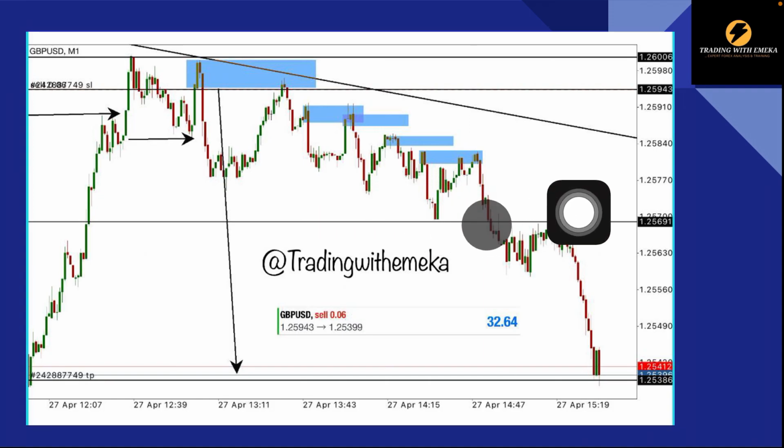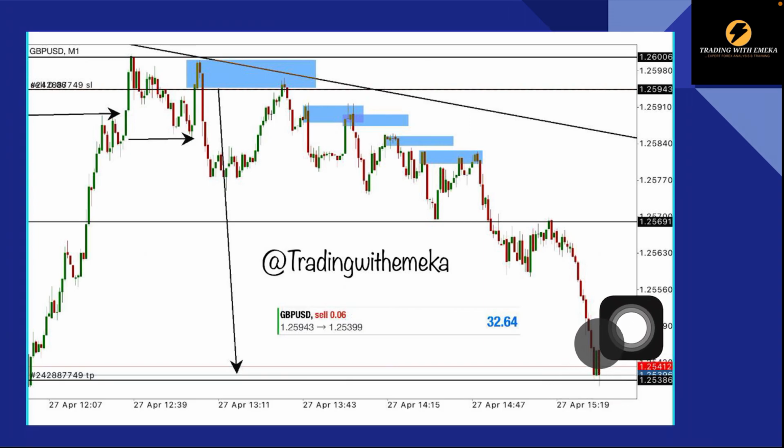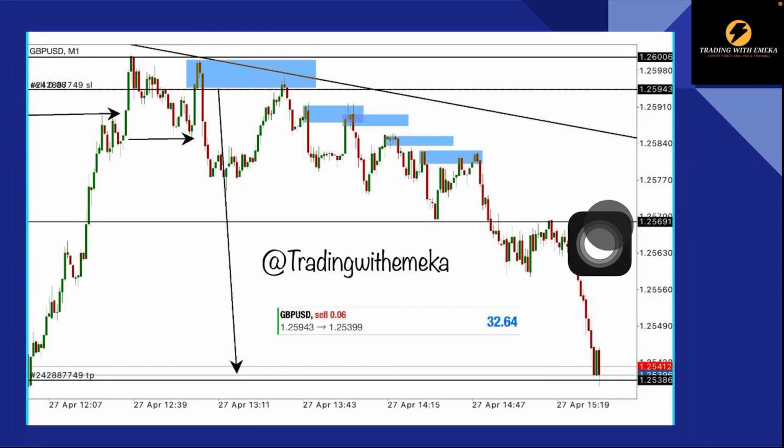I took my profit at 1:3, and now price came down, allowing the remaining position to hit my final take profit. So this is one way you can maximize your trades. You can maximize the full potential of your trade.